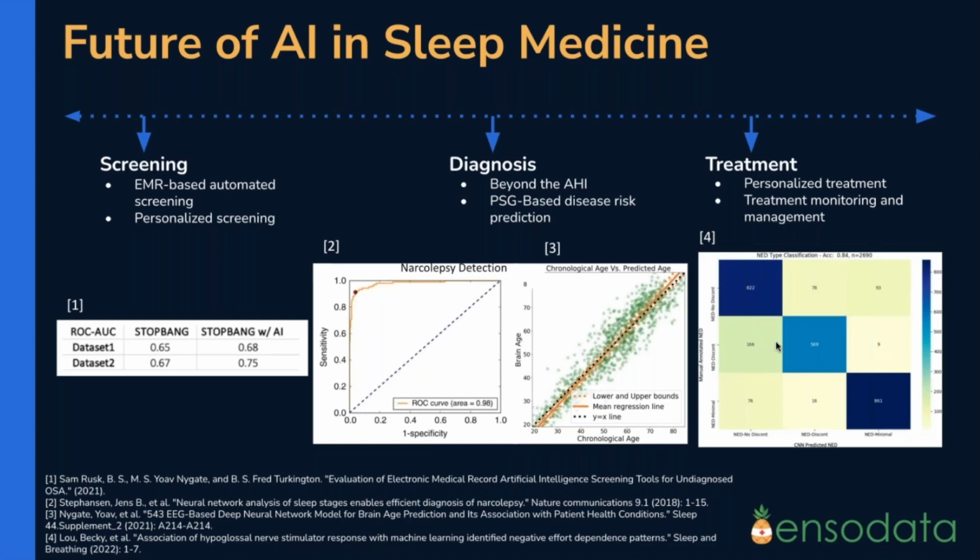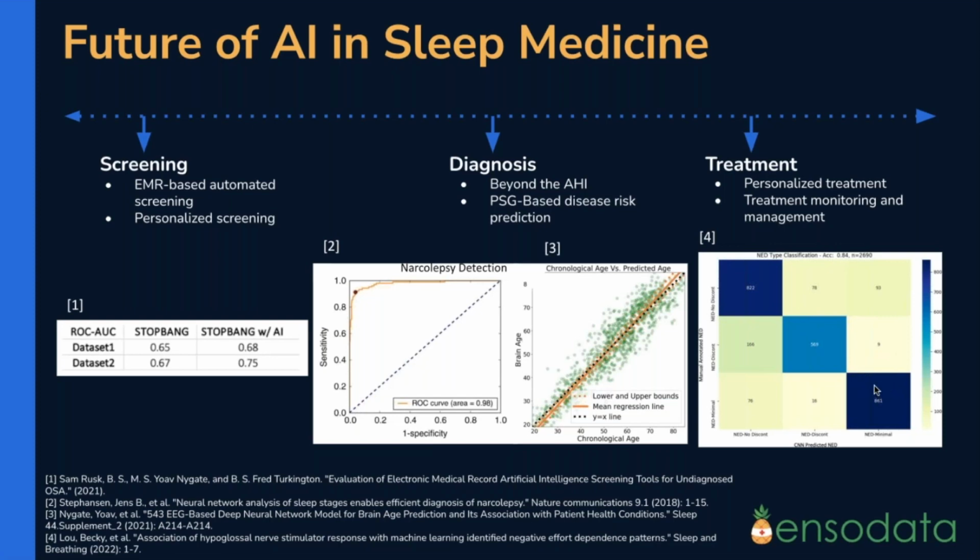And what we did here, we were able to train this deep learning model to automatically detect these NED events. And then we assessed the different prevalences of these events and ran statistical analysis to try and find the association between the different events and the responsiveness to hypoglossal nerve stimulation. And what we found is that the main event that had the largest positive association with the success of hypoglossal nerve stimulation is NED minimal.